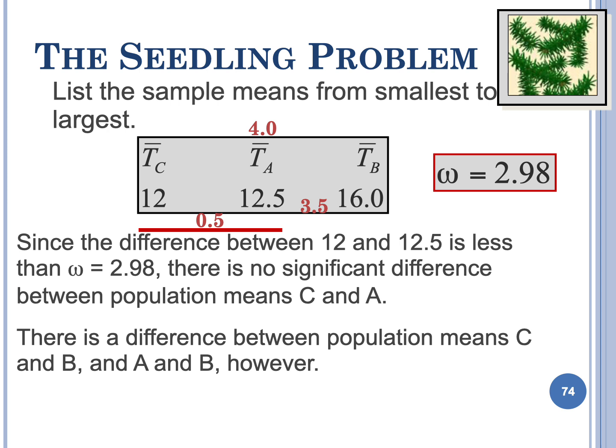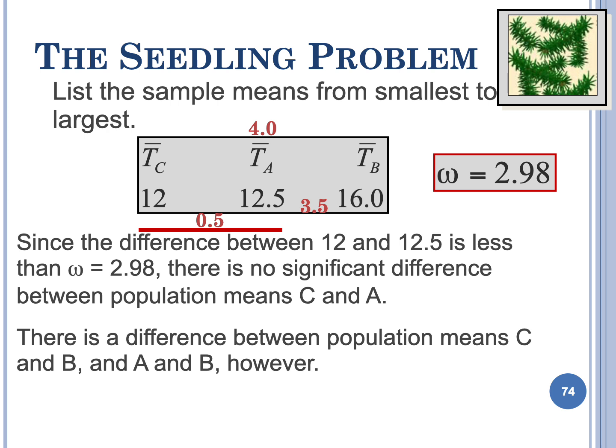Let's start with the smallest treatment mean and the second smallest treatment mean. The difference is 0.45, which is smaller than the margin of error, so there is no significant difference between population means C and A. And now let's see population means A and B, the second and largest treatment means. Their difference is 3.5, which is larger than the margin of error. So we conclude that there is a difference between population means A and B.